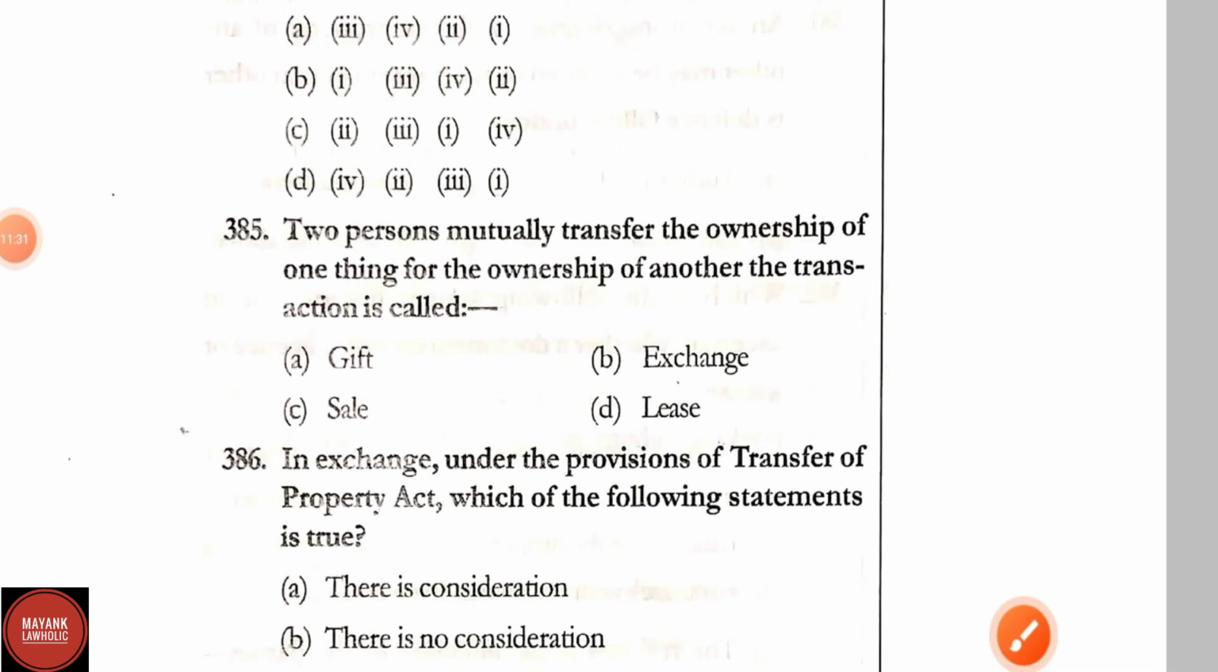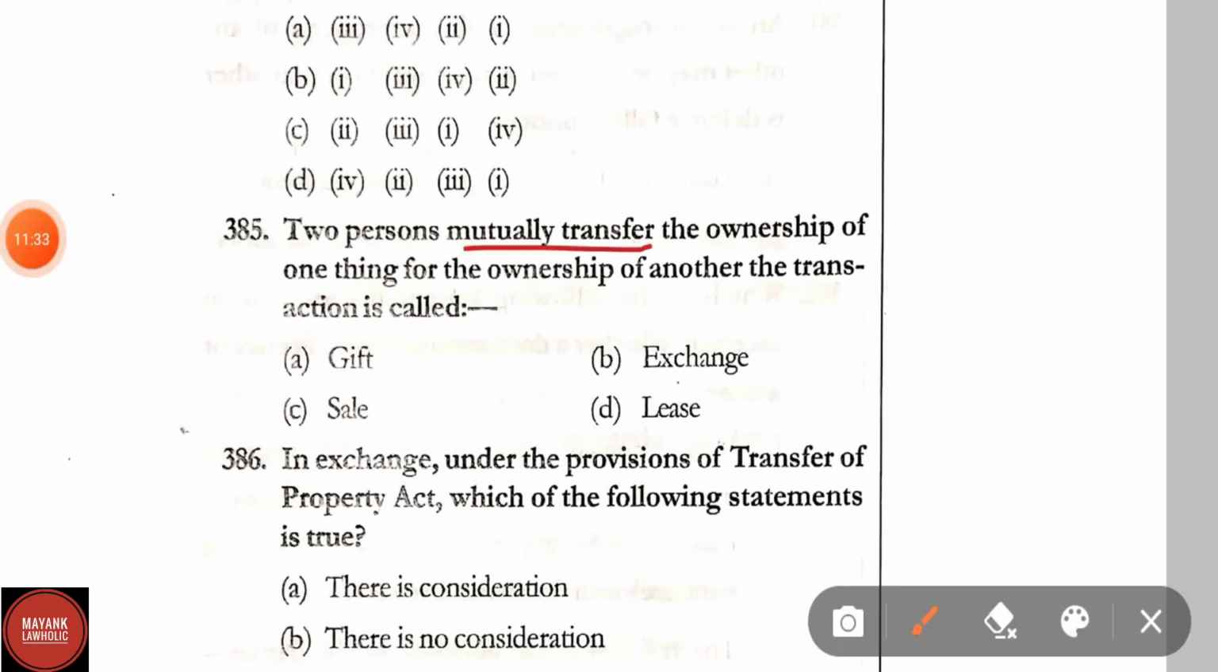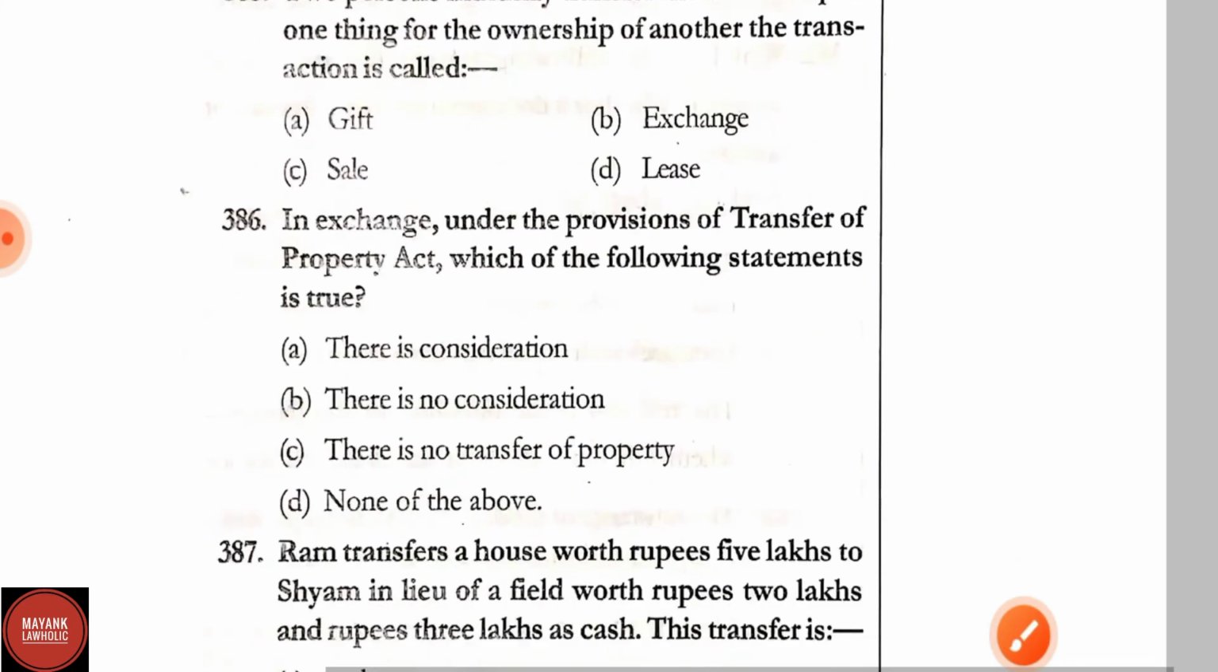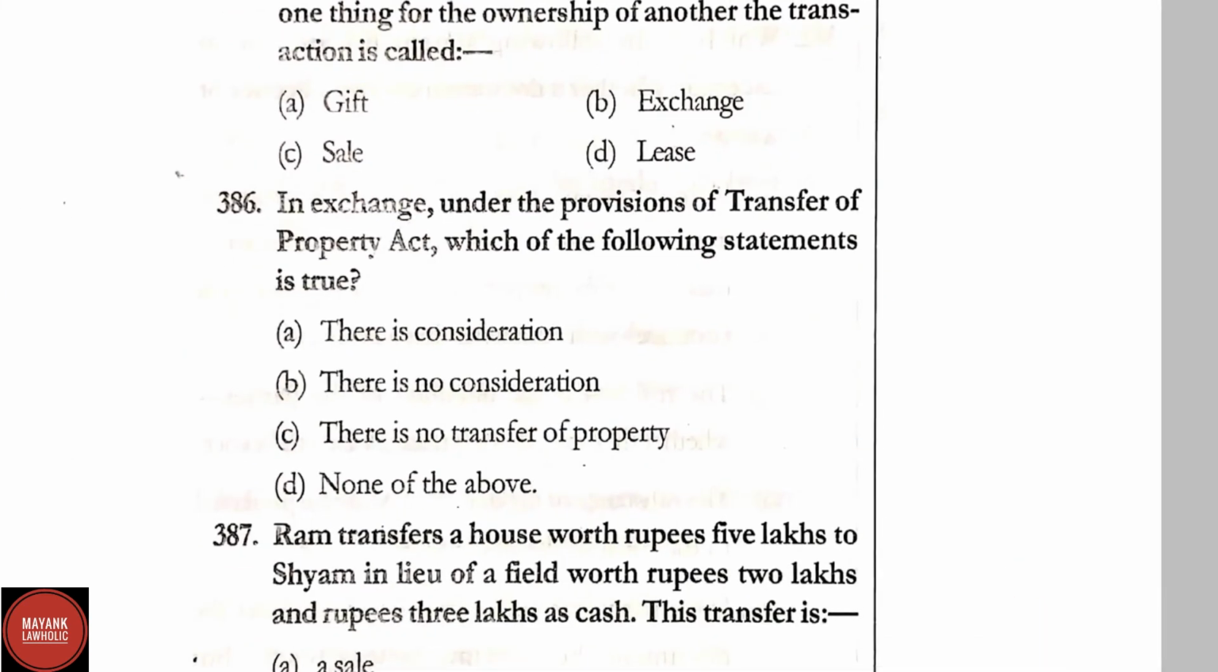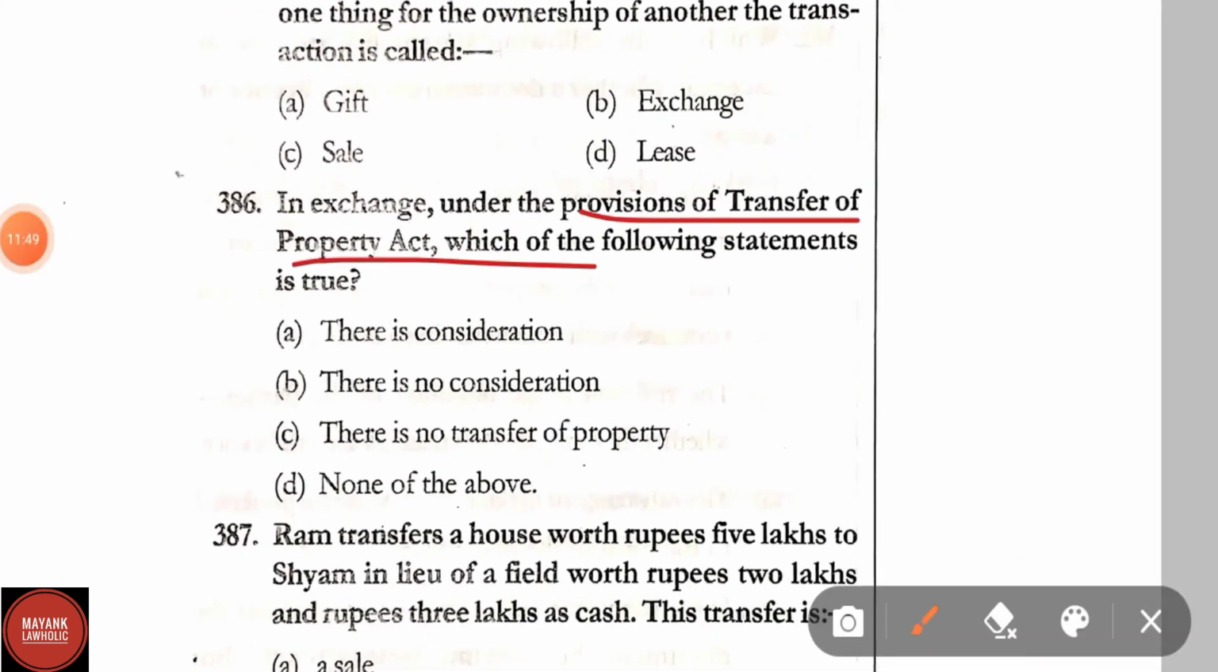Question number 385. Two persons mutually transfer the ownership of one thing for the ownership of another. The transaction is called option A gift, option B exchange, option C sale, option D lease. Correct answer is option B exchange. Question number 386. In exchange, under the provisions of Transfer of Property Act, which of the following statements is true? Option A, there is a consideration; there is no consideration; there is no transfer of property; none of the above. Here correct answer is option A, there is consideration.